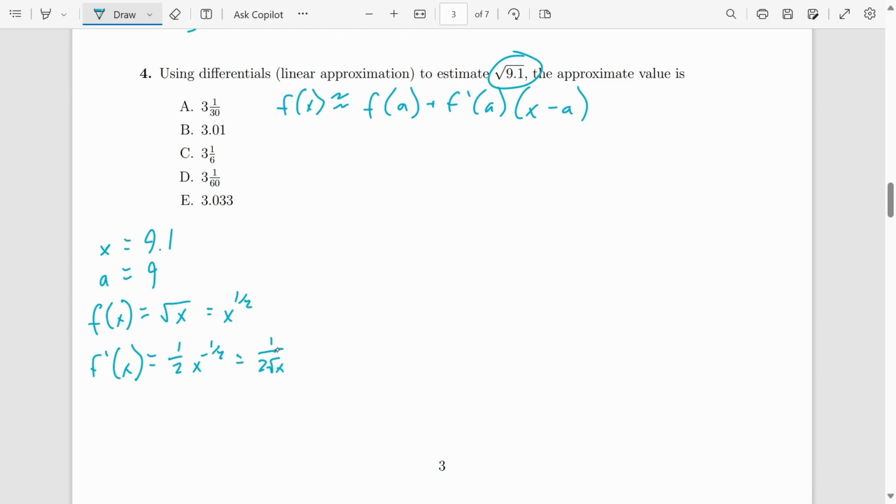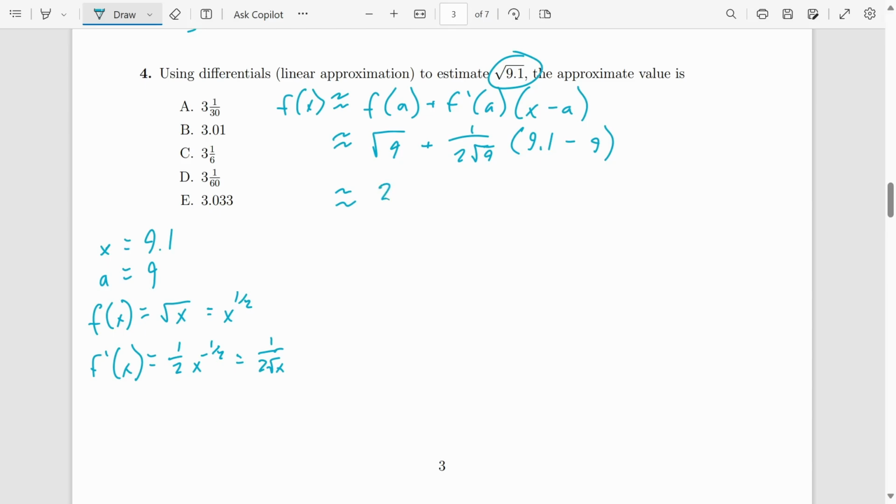Now we can go ahead and use this equation. So f of x is approximately equal to f of a, that's just going to be the square root of 9, plus f prime of a, that's going to be 1 over 2 times the square root of 9, times x, which is 9.1, minus a, which is 9. So there we go. Now we just have to simplify this. So let's see.